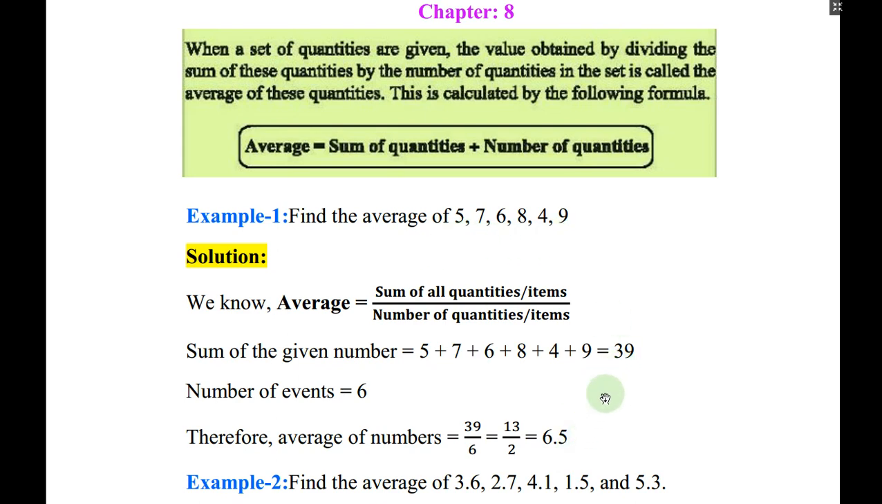So let's watch a video clip where two of our friends are discussing about the average. I think if you watch the video it will be more clear for you. So let's watch the video.